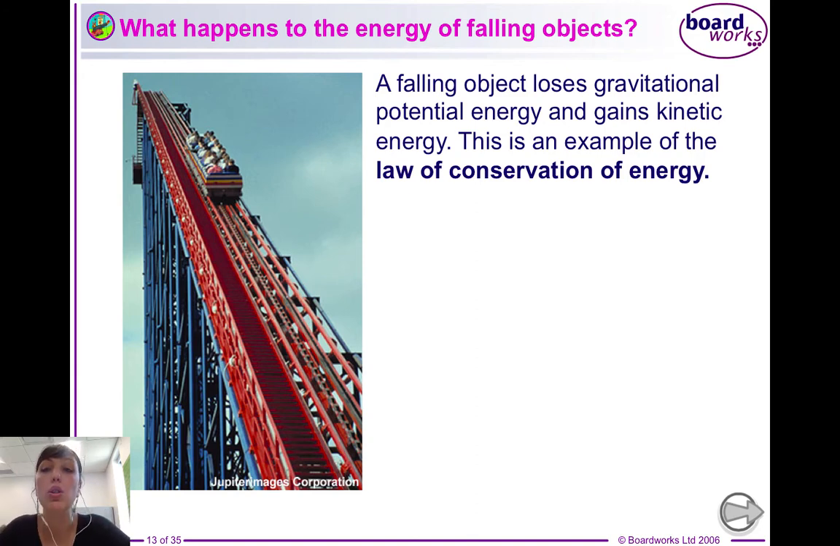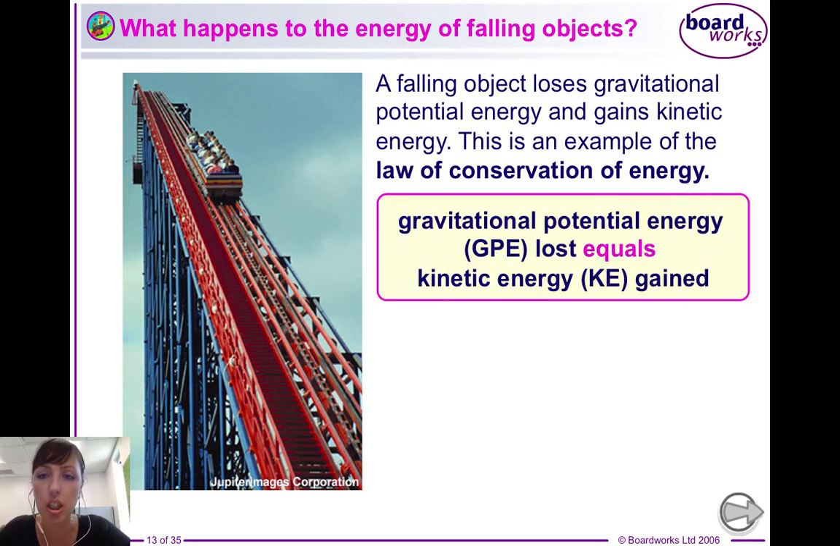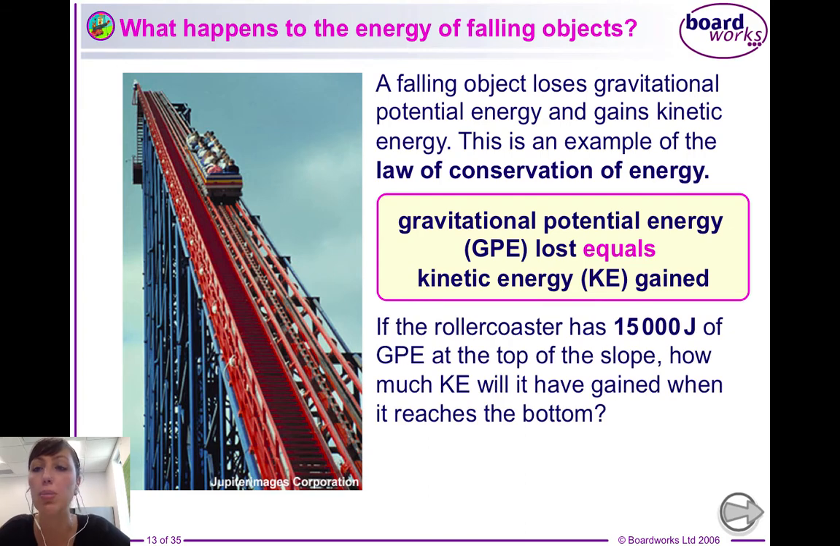A falling object will lose gravitational potential energy and gain kinetic energy. This is an example of the law of conservation of energy, because the gravitational potential energy that is lost as the object is falling equals the amount of kinetic energy that is gained. So if the roller coaster has 15,000 joules of gravitational potential energy at the top of the slope, how much kinetic energy will it have gained by the time it reaches the bottom?